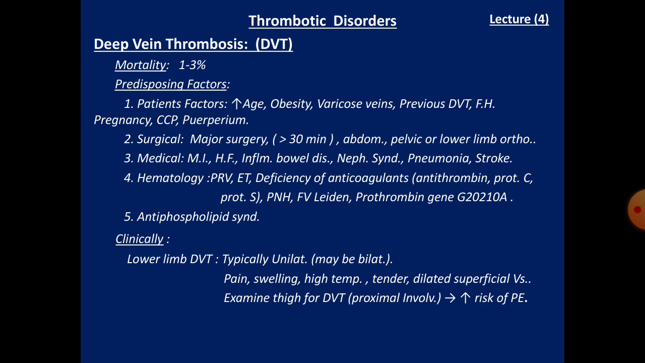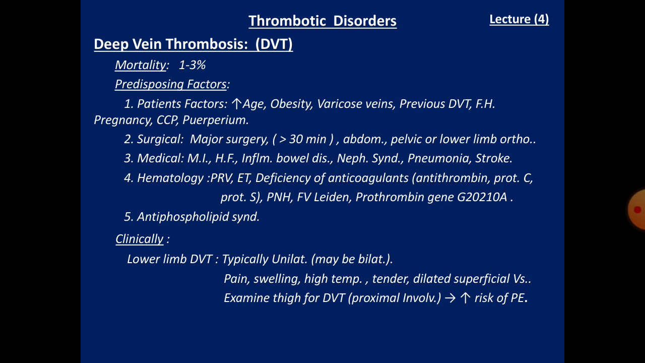thrombocytosis, and sometimes those patients have an inherited cause because of deficiency of antithrombin, protein C and protein S, and you know these are the natural anticoagulants which prevent thrombosis. So when we have deficiency of these antithrombotic proteins, this leads to predisposition to deep vein thrombosis. Paroxysmal nocturnal hemoglobinuria is acquired rather than inherited, as are factor V Leiden and prothrombin gene mutation.